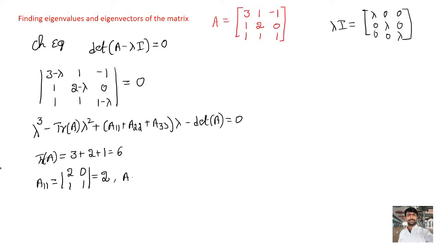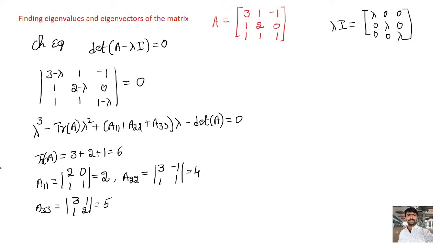Let us compute A22, the cofactor of the second diagonal entry. It means eliminate the second row and second column, write the remaining matrix, that is 3 minus 1 1 1, and its determinant is 4. And next A33, which is the cofactor of the third diagonal entry. Eliminate the third column and third row and write the determinant of the remaining matrix, which is 3 1 1 2, that is 5.